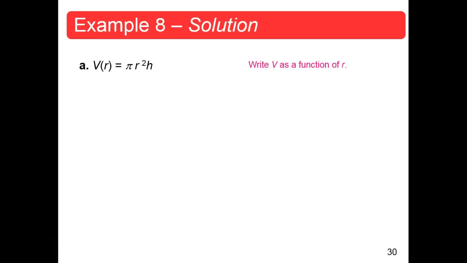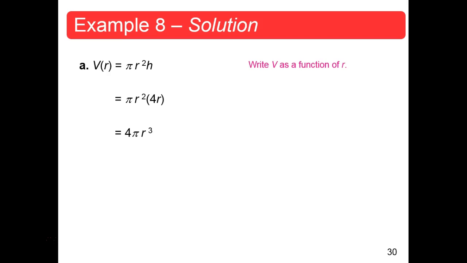Let's see how they did it. They came up with the volume as a function, not of R, but of R and H: pi r squared h. What we want is to get it as a function of R. From our ratio, we know that h over r is equal to 4, so h is equal to 4r. Plug that in, then gather the constants together: 4 times pi, and r squared times r is r cubed.